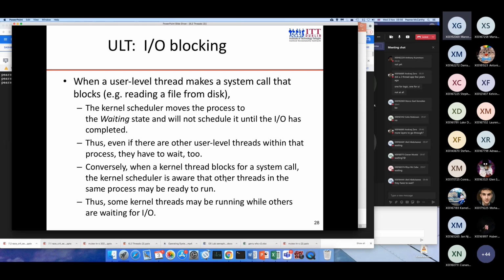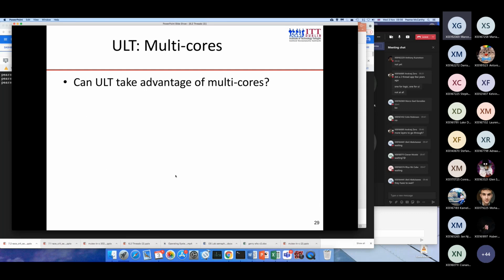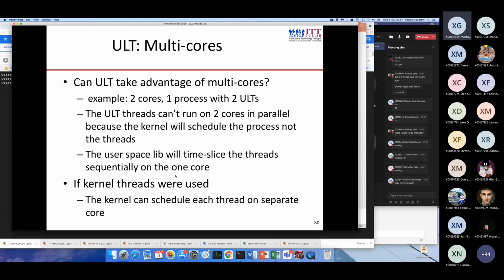Whereas the kernel level threads, this is just in writing what I've already been telling you. So here's a question for you: can user level threads take advantage of multi-cores? After you've listened to me waffle for 50 minutes now, what's the answer? And the answer is no. They can't run on 2 cores because the kernel will schedule the process, not the threads. Very, very simple. And if kernel threads were used, they can. That's the problem.